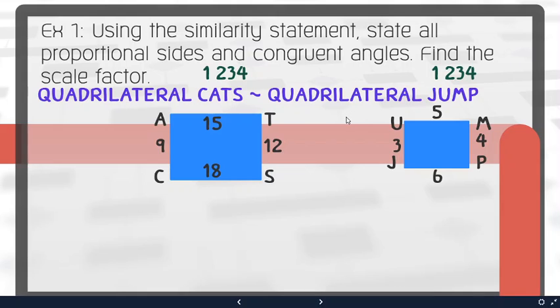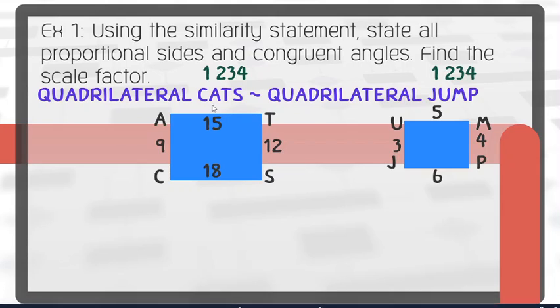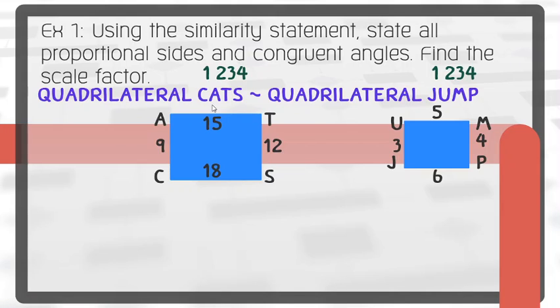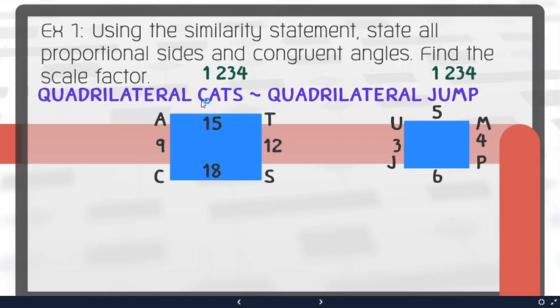I'm going to number 1, 2, 3, 4 above CATS because similarity statements, just like with congruency statements, are written in a very specific order. Basically, the letters in the same spots of each similarity statement should relate to each other. So the two letters that have a 1 above them should be corresponding.